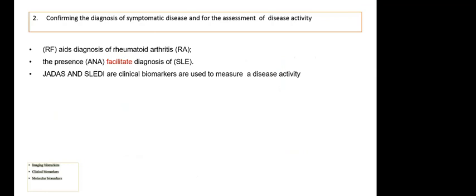Once the disease is symptomatic, we can use the biomarker to confirm the diagnosis of this symptomatic disease, and also we can use the biomarker to assess the disease activity. For example, rheumatoid factors aid the diagnosis of rheumatoid arthritis, the presence of ANA facilitates the diagnosis of SLE, and JADAS and SLEDAI are clinical biomarkers that are used to measure the disease activity.